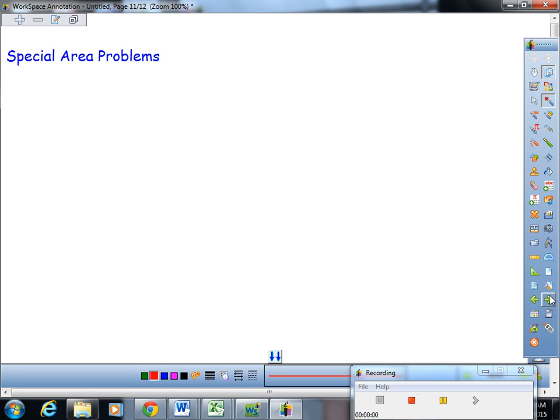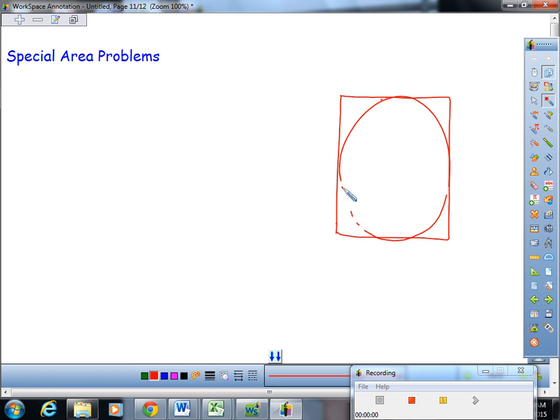And finally, what if we wanted to do some special area problems like this? Let's say we were to find the area of the shaded region. All you got to do for these is have a plan. Everybody has a plan until they get punched in the mouth. Mike Tyson said that. It's one of my favorite quotes.